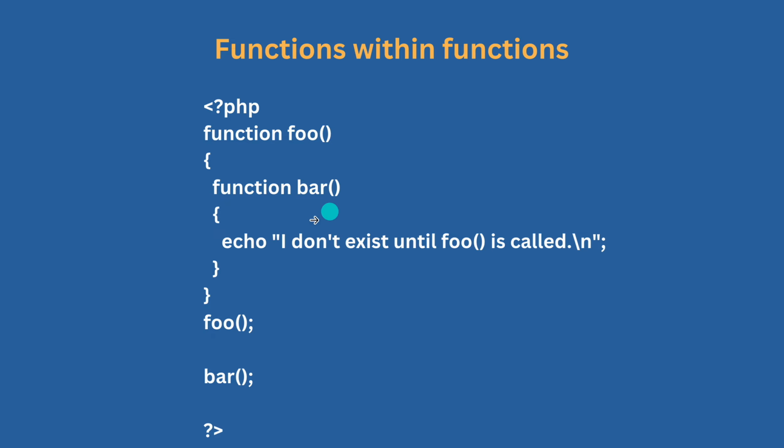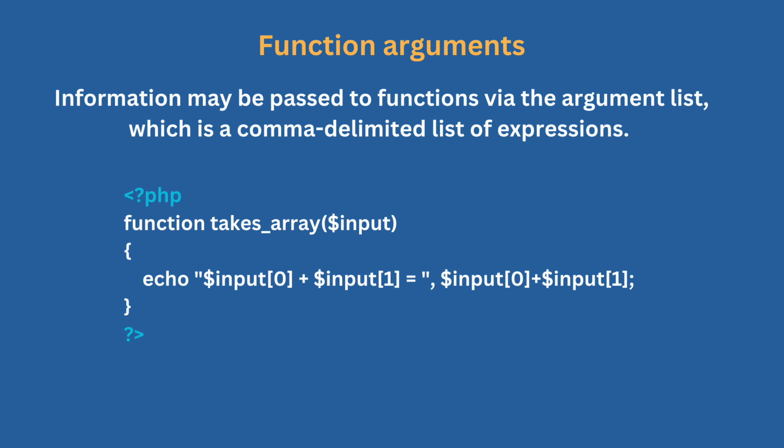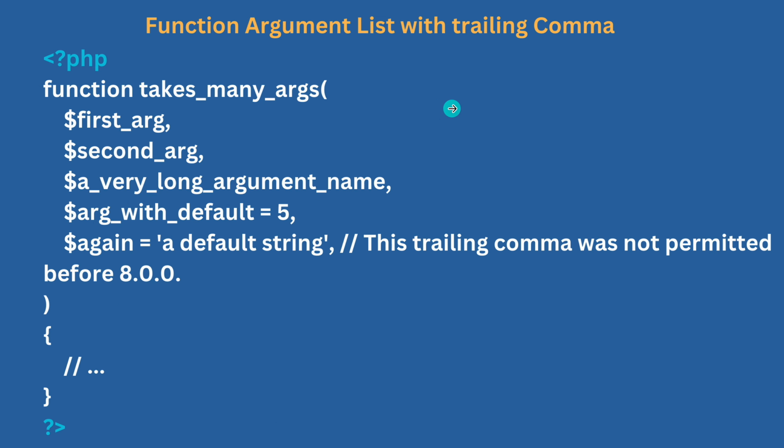Where can I call this function bar first? No, first I have to call this one, then I can call this. This is function within function. Function arguments: these are the arguments we are passing, and then accessing. Function argument list with trailing commas: if you're passing more than one argument and displaying the list one line at a time, from PHP 8 it's recommended to use a comma here. It's another convention of writing PHP code.